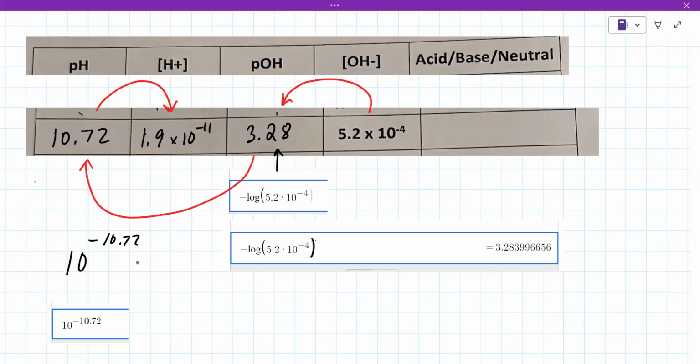So the decision here, acid or base. Oh, I guess you have neutral as well. If it's pretty close to 7, this one is not. This appears to be a base.